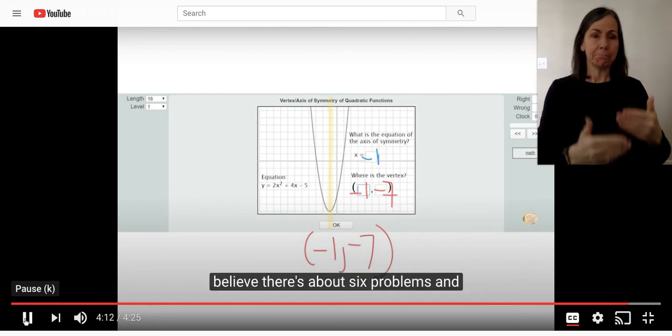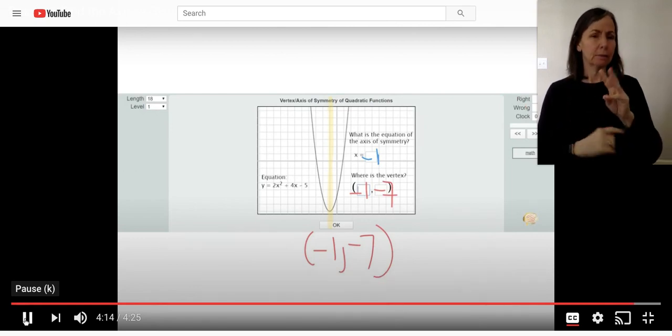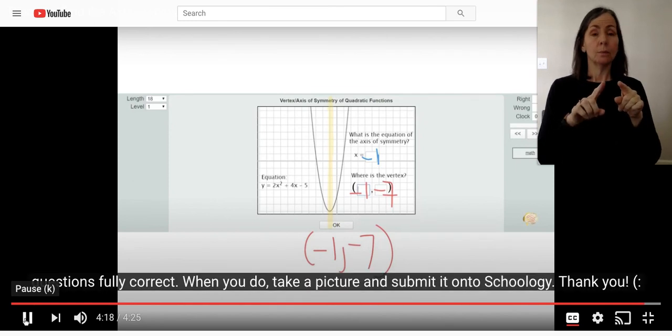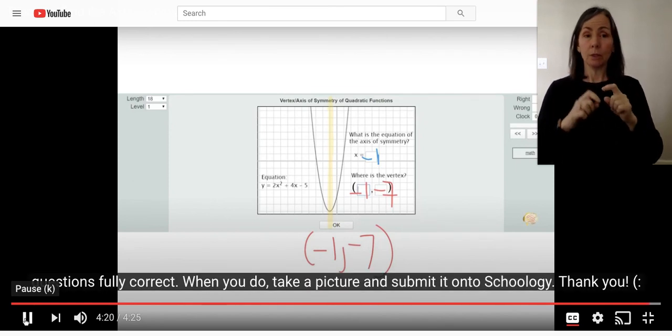I believe there are about 6 problems, and we would like for you to get 3 questions fully correct. When you do, take a picture and submit it onto Schoology.